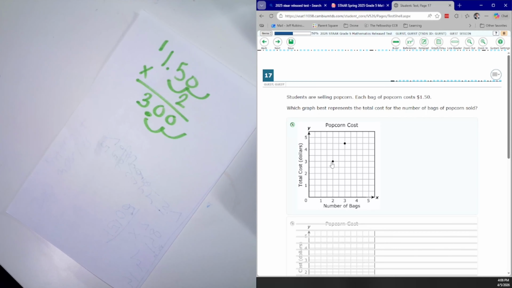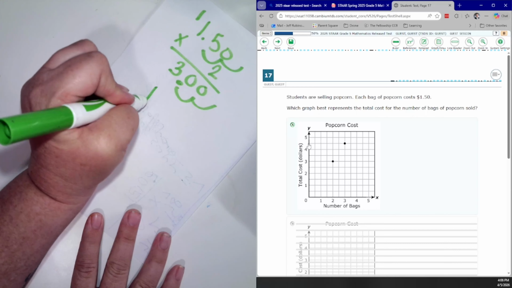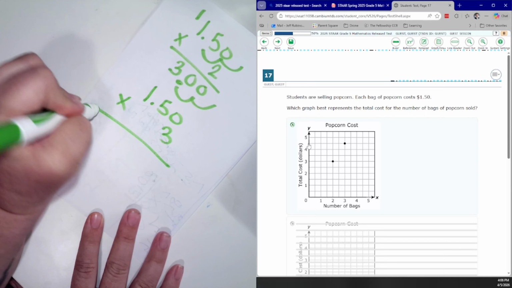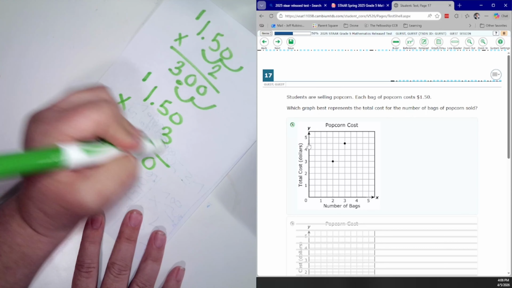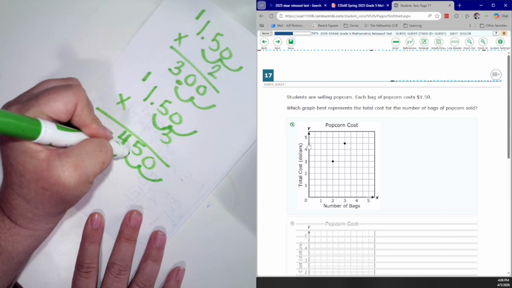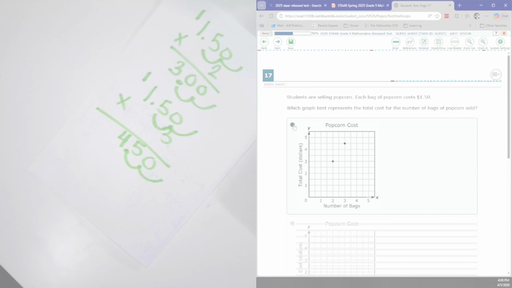Now, here's one to make sure. This says I sold 3 bags of popcorn and I got $4.50. Let's see. Okay. So now I have $1.50. I sold 3 bags. Let's see what I get. 3 times 0 is 0. 3 times 5 is 15. 3 times 1 is 3 plus 1 is 4. I'm swooping 1, 2. I get $4.50, which is exactly what I have here, meaning A is going to be my answer.